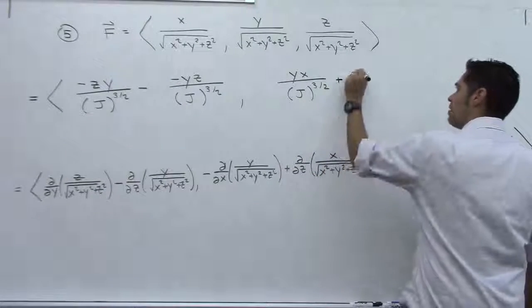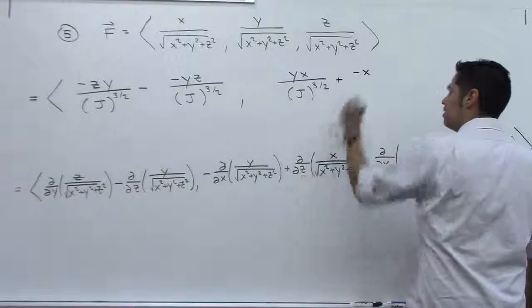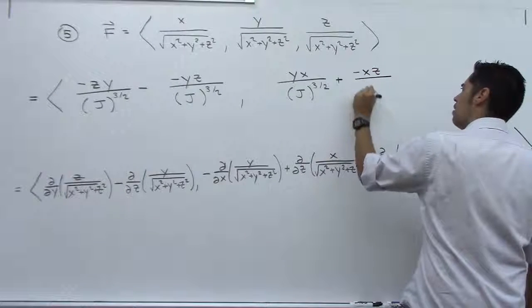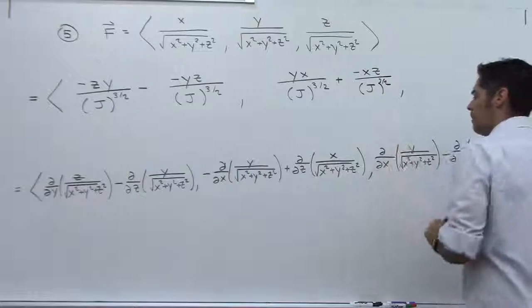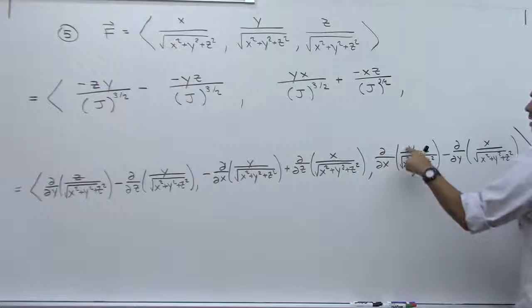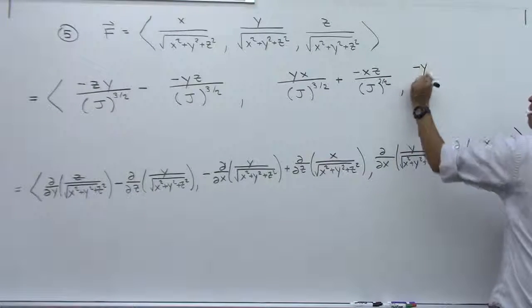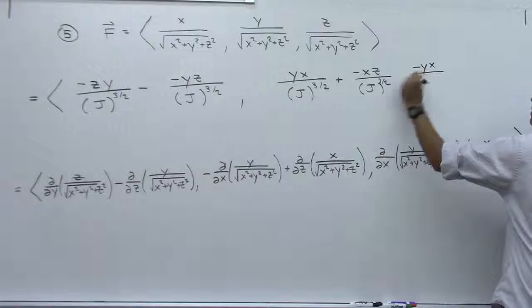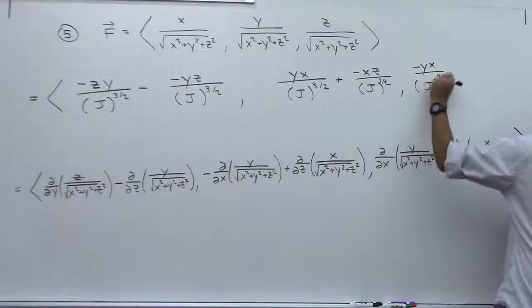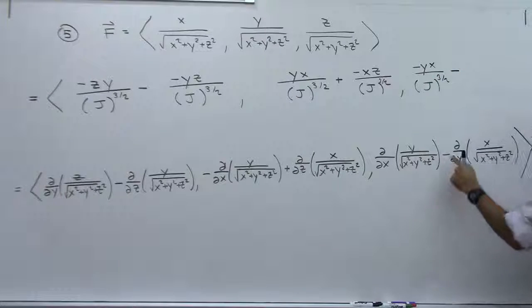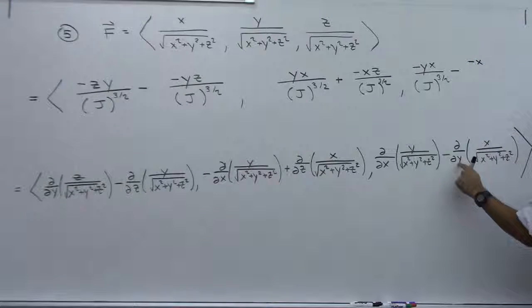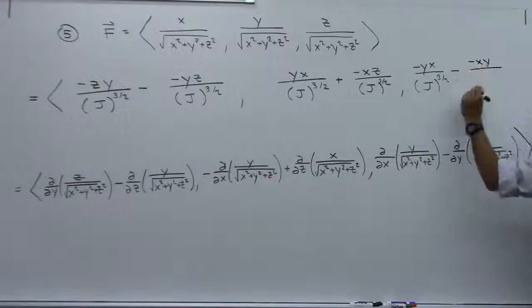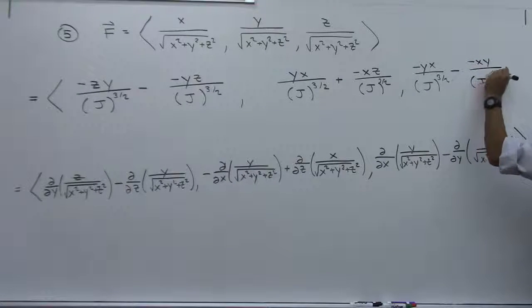And then I have plus, again, x is like my constant, so negative x. z is my variable, so z all over all that junk to the 3/2. Moving over here, y is like my constant, so negative y. x is my variable, all that junk to the 3/2. Minus, and remember, x is like a constant, so negative x. The variable is y, and then all over that junk to the 3/2.